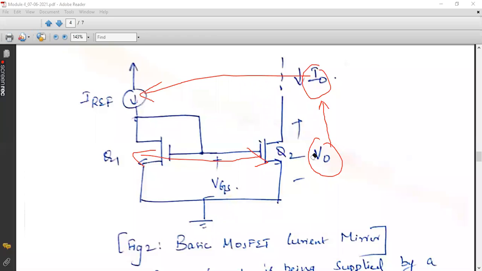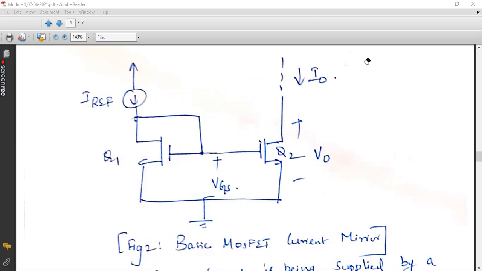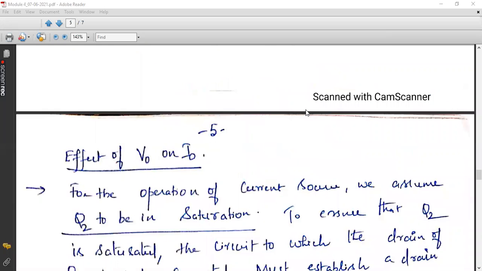What is V naught, students? V naught is the output voltage of Q2. Clear? Theoretically, I naught will be equal to I reference for a current mirror, but practically this I naught is going to be determined by V naught as well. I hope the concept is clear.